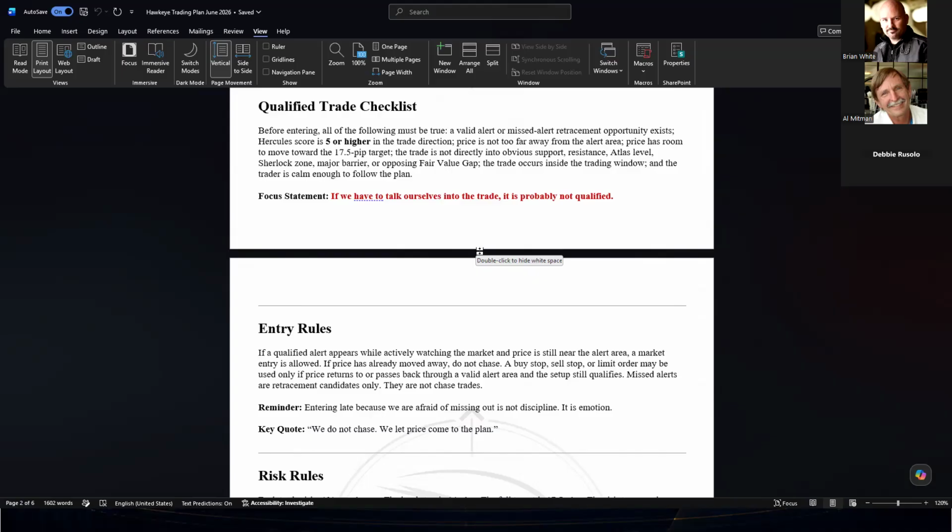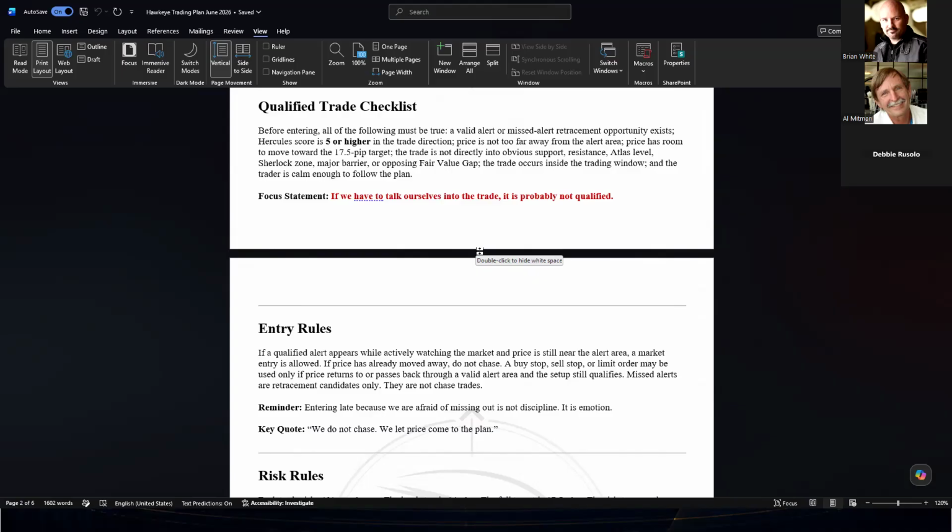Now, what we do in the day trading, we're going to take a 14 pip stop and we're going to have a target of 17.5. That's a 1.25 to 1 risk to reward ratio. So we want to make sure when we do our checklist that we're not directly going into some obvious resistance or support level that's going to conflict with our movement.